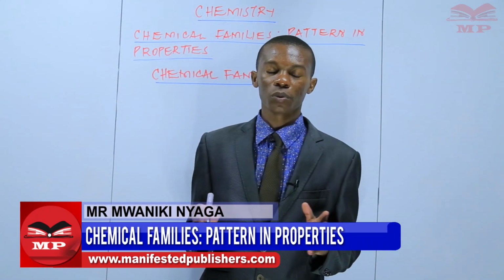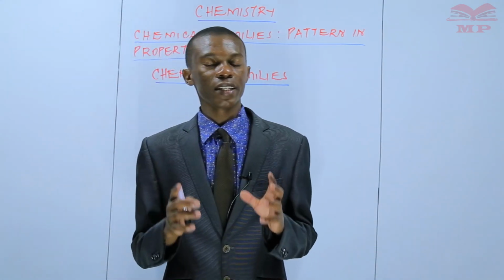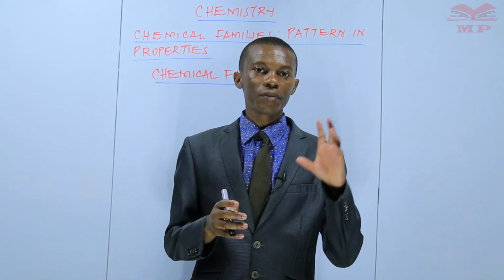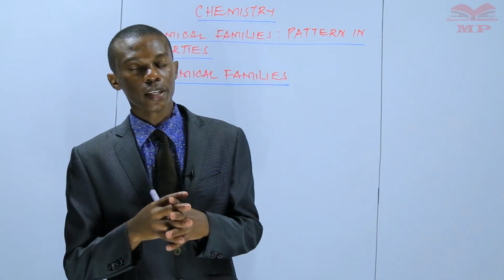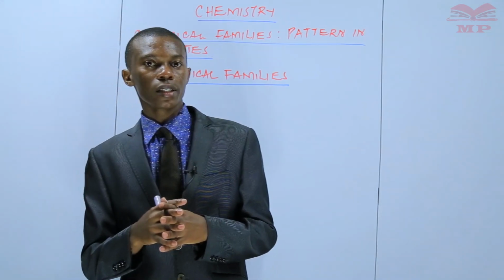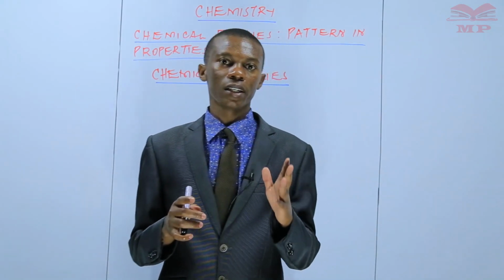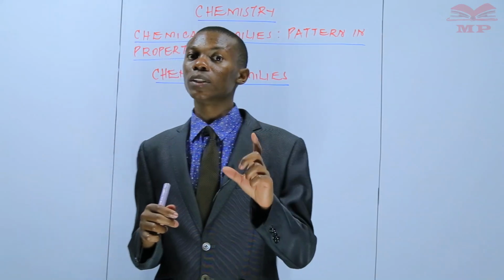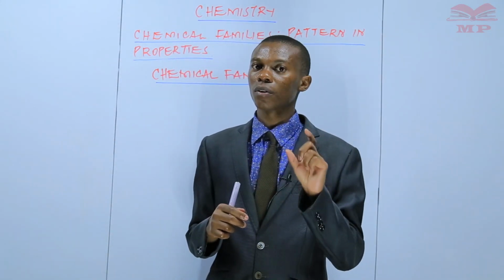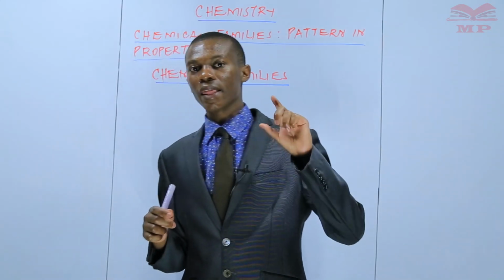My name is Mwaneki. We are learning chemistry form 2 and the topic is chemical families and patterns in properties. In the previous lesson, we went through the objectives of this chapter and we defined three important terms, which were family, chemical, and chemical families. But I want to concentrate on the last one, chemical families, because that is what we are discussing in this lesson.